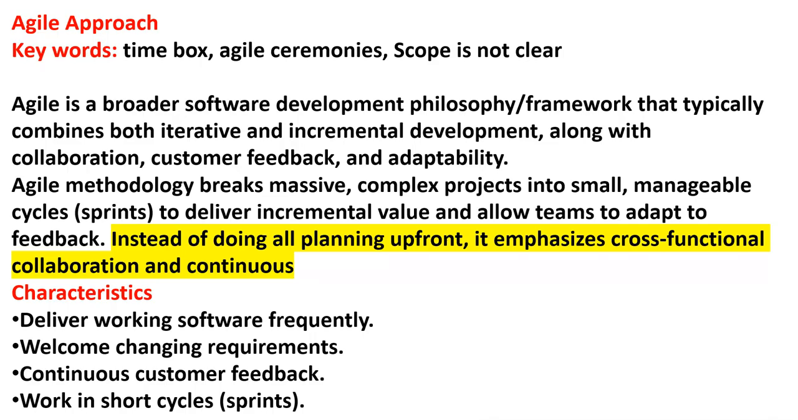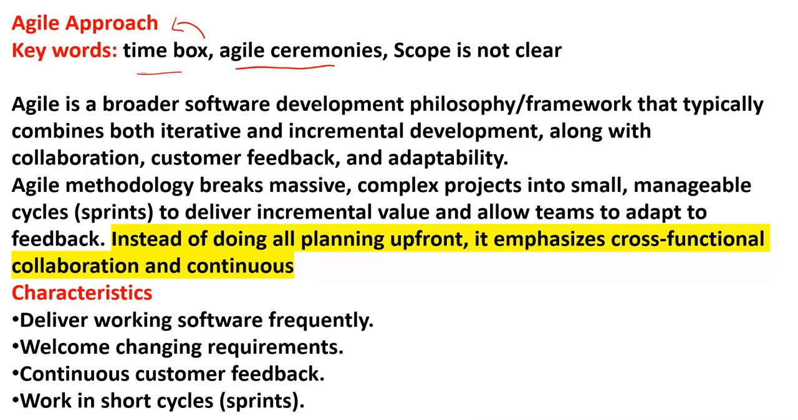Now is the agile. Keyword is time box. If you see the word time box, then you have to select the agile approach. Agile ceremonies. What are the agile ceremonies? There is the daily scrum, we have the retrospective, we have agile planning. So we will discuss the ceremonies. If you see the agile ceremonies, or scope is not clear, then you have to select the agile approach. And here I have written the same thing for you.